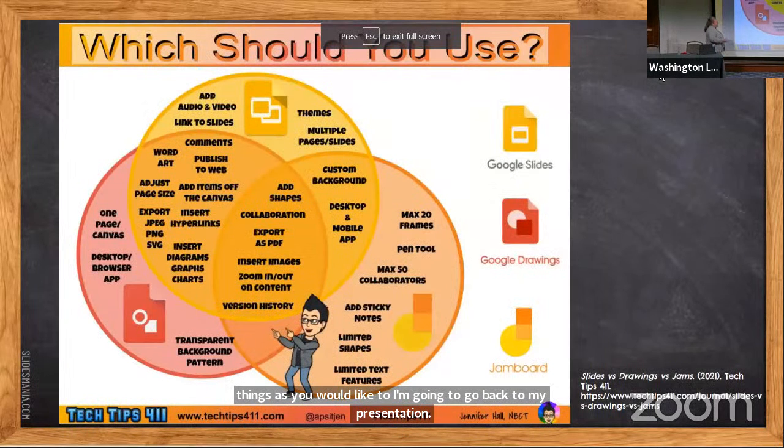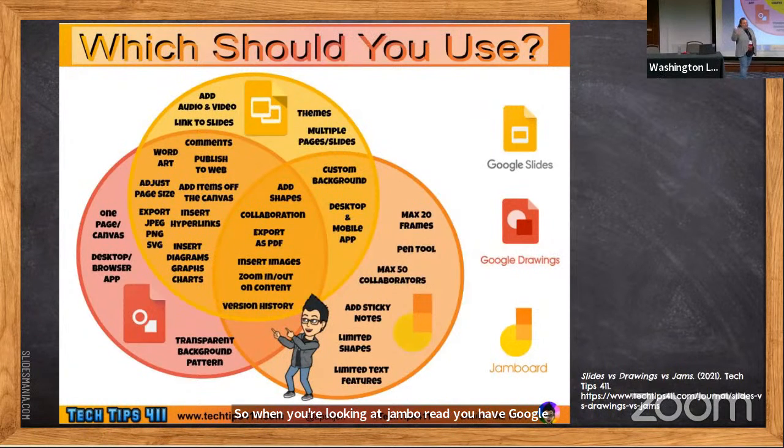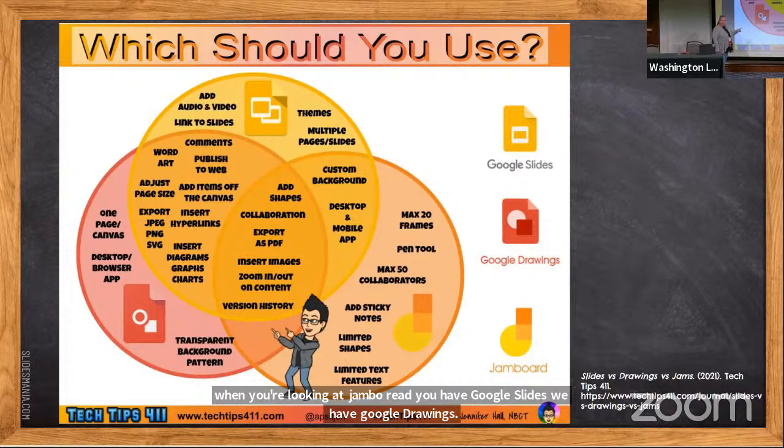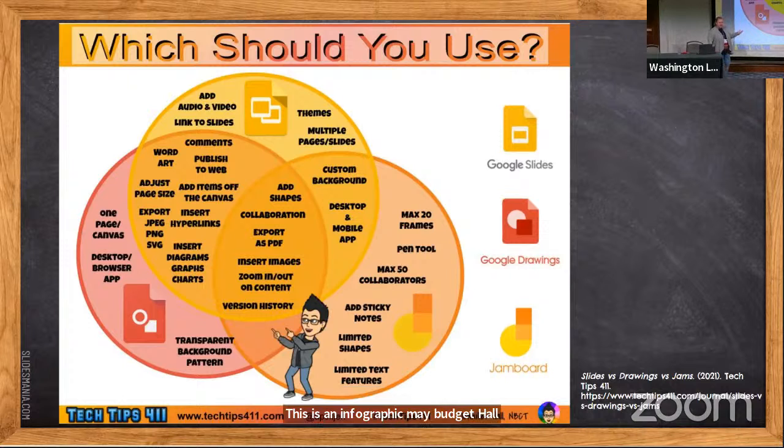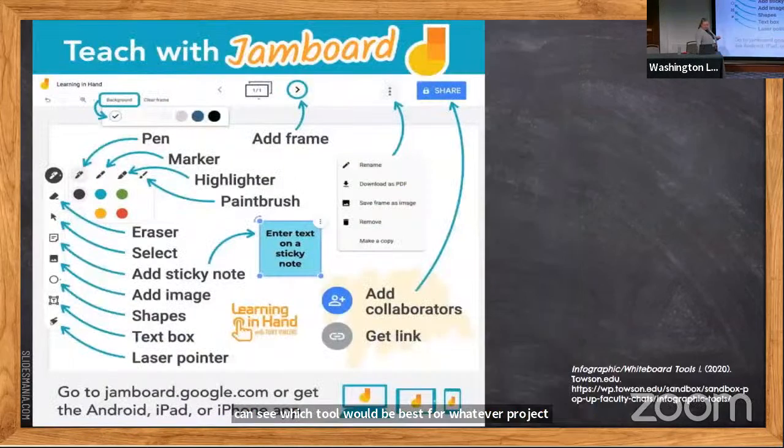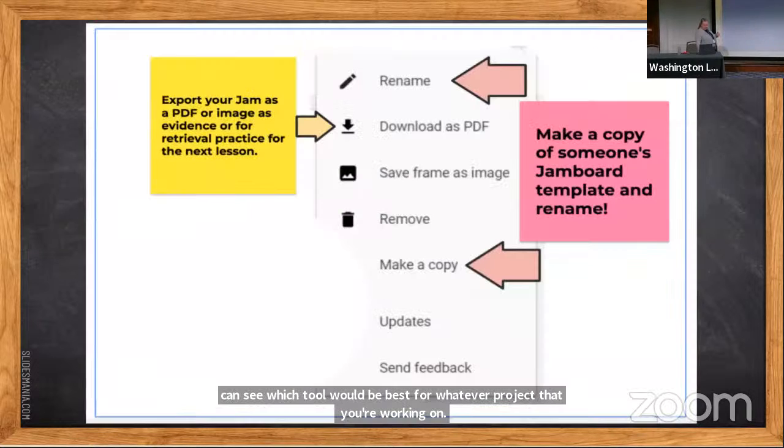So when you're looking at Jamboard, we do have Google Slides, we have Google Drawings. This is an infographic made by Jen Hall, who's out of Georgia. She's a friend of mine that I met through Discovery Education. Phenomenal website if you're looking for resources. And she does a weekly newsletter that's got all kinds of little tidbits. That's wonderful. And she put this infographic together so you could see which tool would be best for whatever project that you're working on.